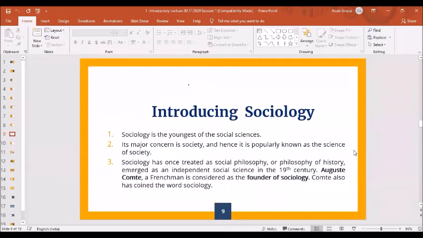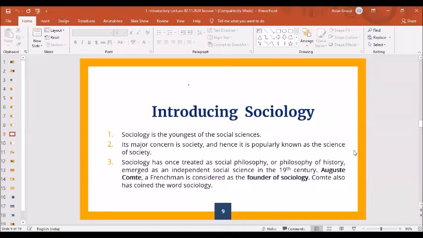And if I'm talking about the youngest of the social sciences, you can find its origin during the 19th century. So it becomes very interesting to understand why sociology came into existence and how it came into existence. There is a very deep history of the origin and development of sociology in the West as well as in India that we will discuss.